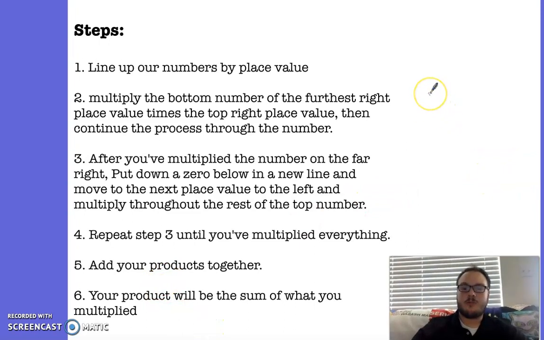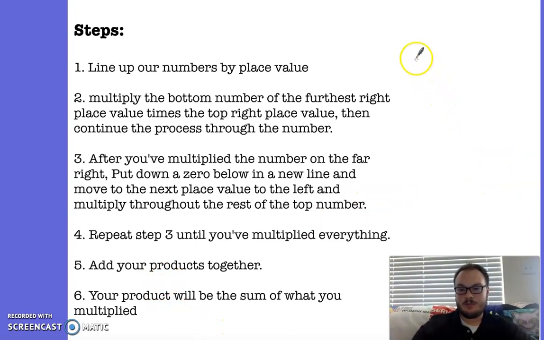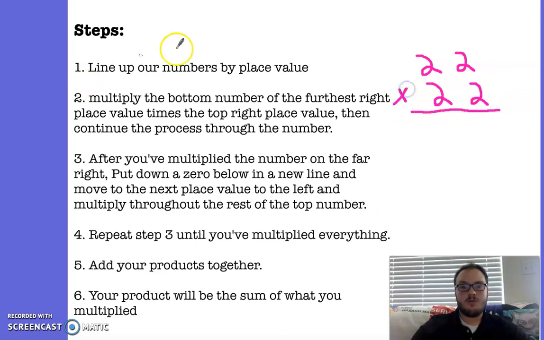So I'm going to start with a simple example problem right here. We are going to do 22 times 22. And now that I've read the steps, we're going to apply it. So we've lined up our numbers by place value. Now we're going to multiply the bottom number of the furthest right times the top right place value. So 2 times 2, which is 4. I'm putting that right down here.